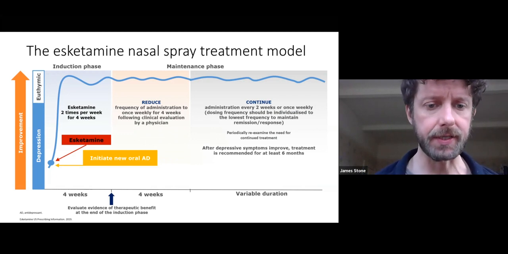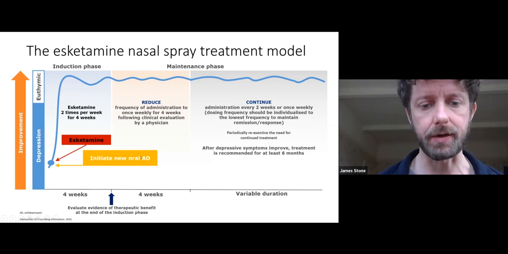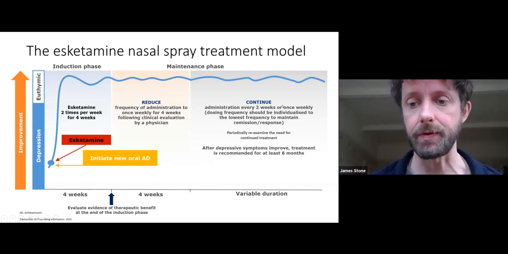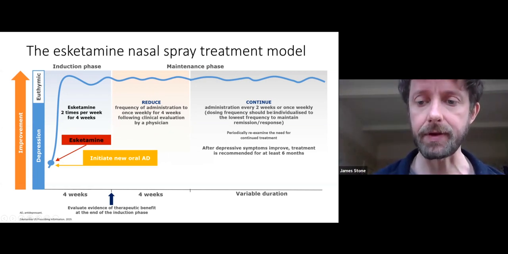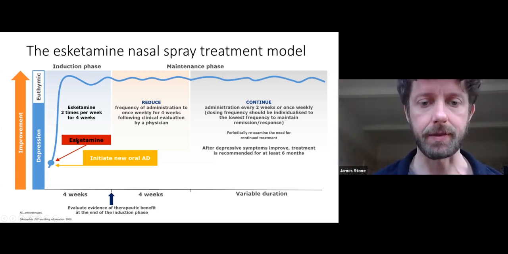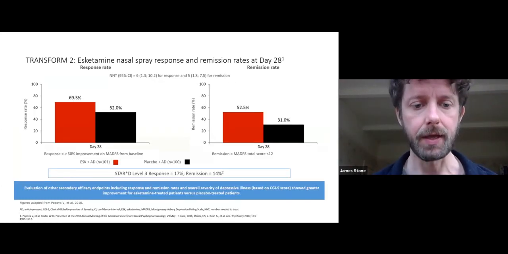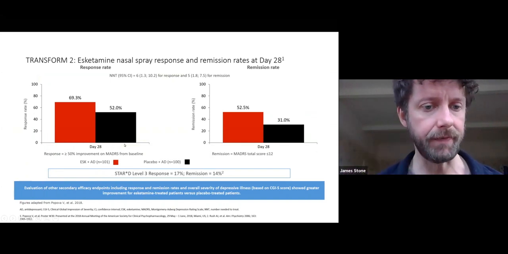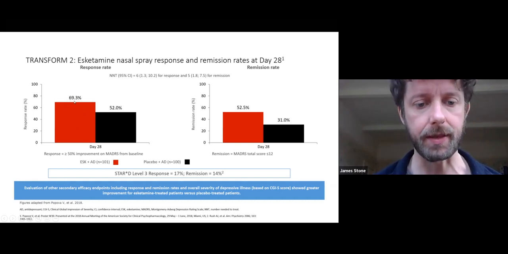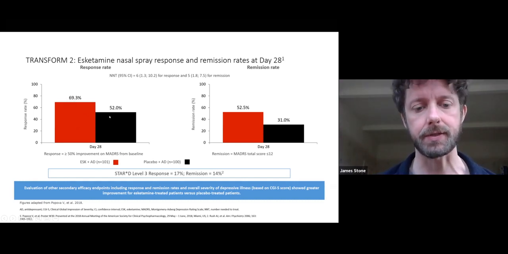They did a study in which S-ketamine was given to patients with depression alongside an oral antidepressant drug. They reduced the frequency of the S-ketamine administration, and they continued it for either every 2 weeks or once weekly, depending on patient response. And they compared S-ketamine to placebo. They found that by day 28, there was a significantly better response rate in those patients on S-ketamine compared to those just on antidepressant.